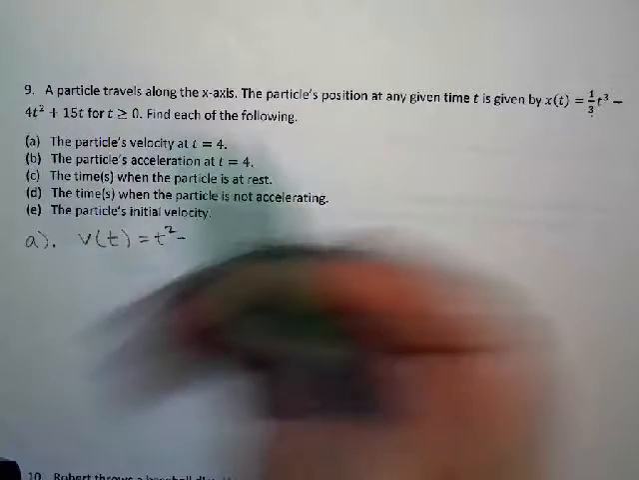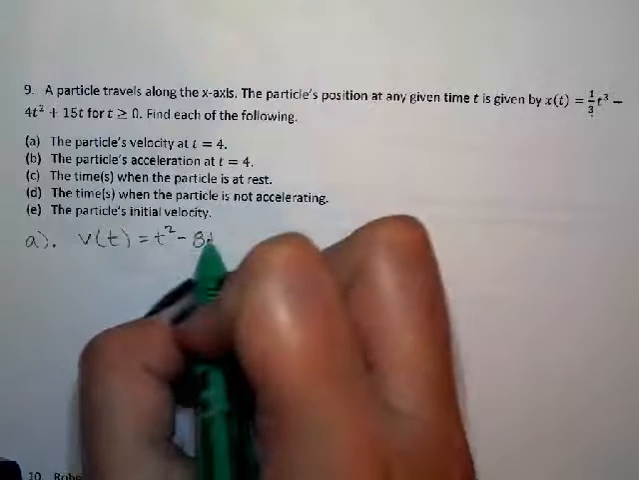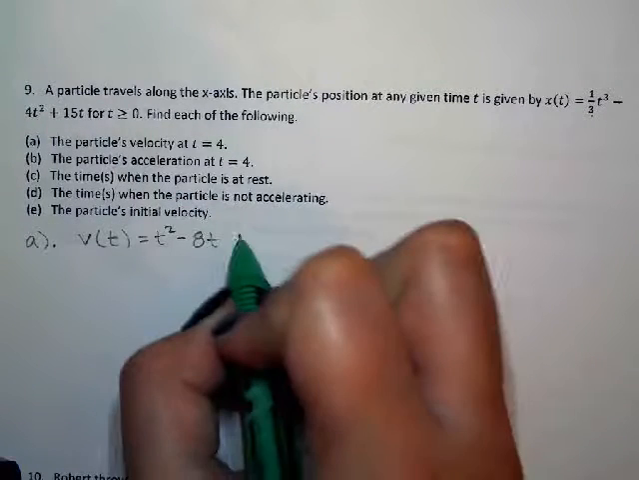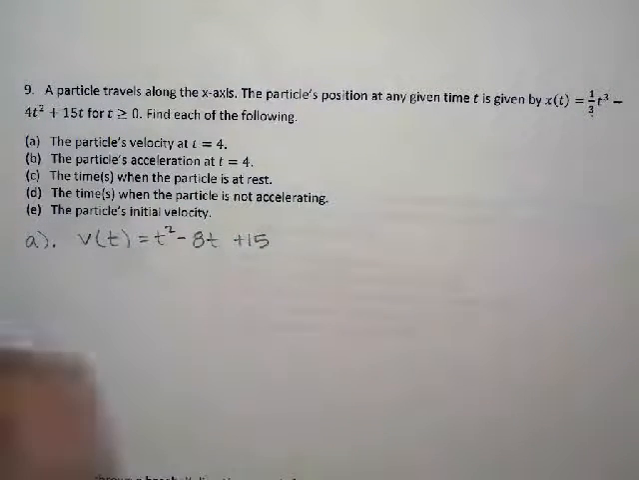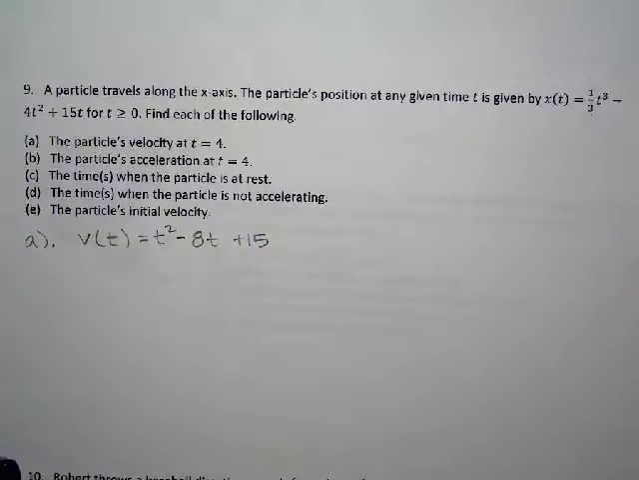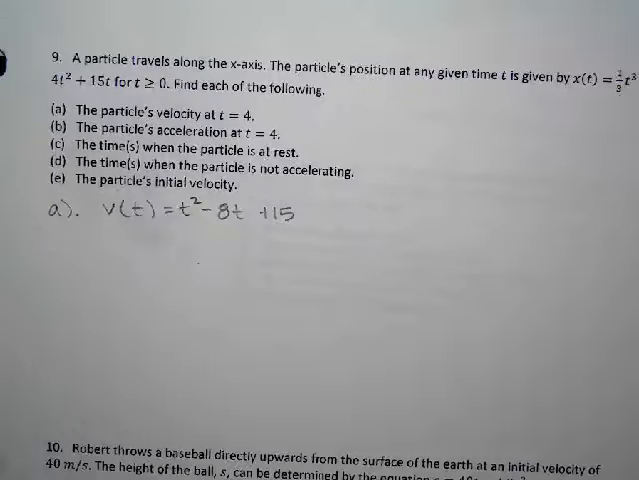8t, okay, and then plus 15, okay. Now, we don't even have to do anything like set it equal to 0 or whatever. I mean, we might have to later, but we don't have to for this problem. This problem says find the particle's velocity at t equals 4. So what should we do?